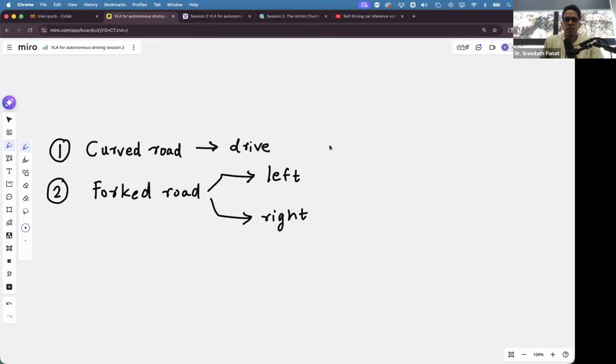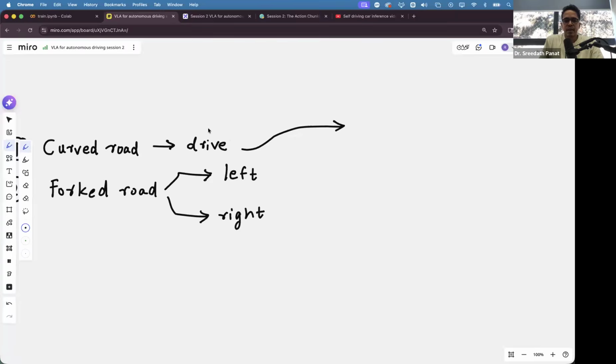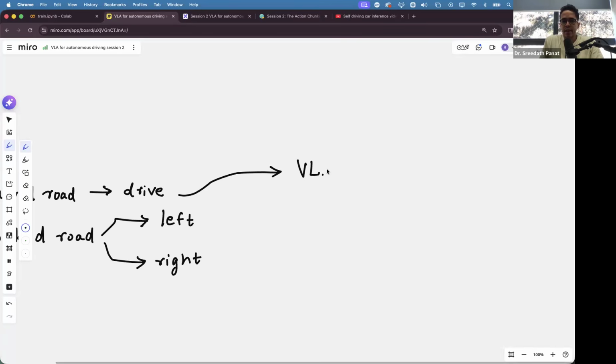Now let's talk about the curved road for a moment. If this is the kind of track map on which we are driving, do we really need a VLA? Do we need the language part? We really don't need the language part, because there is only one intent, just drive. So language is actually not helping us with anything. We just need vision followed by action.